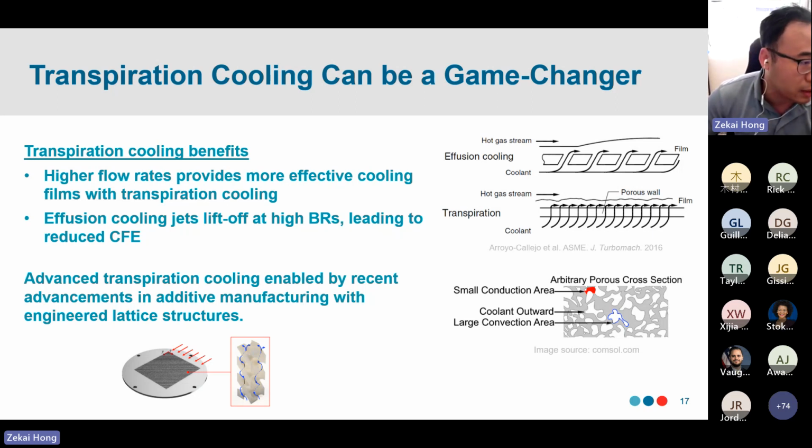The big picture is also that advanced transpiration cooling is enabled by recent advancements in additive manufacturing. A lot of advanced transpiration cooling designs that were not possible in the past now become possible with additive manufacturing. Here I'm not going to name those lattice structures, but they are particularly engineered lattice structures, and we found they have very good mechanical properties and very good aerothermal properties, and that's what we are using for our transpiration cooling studies.